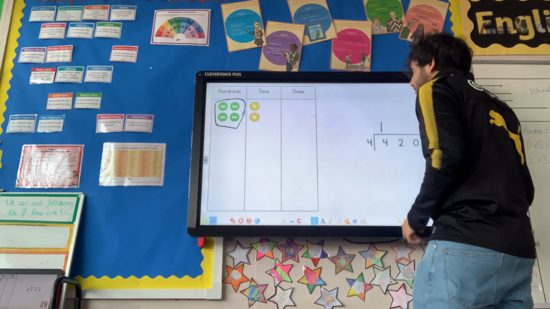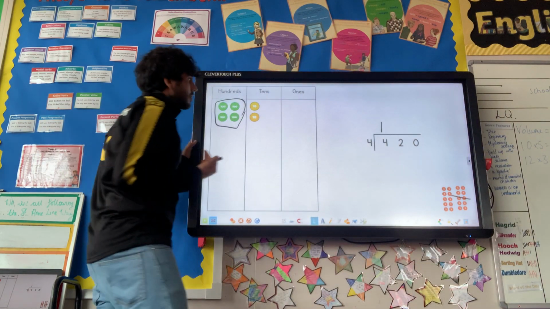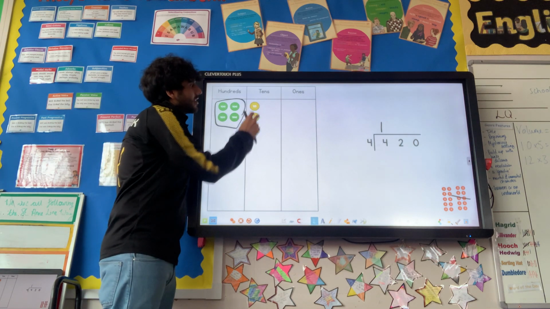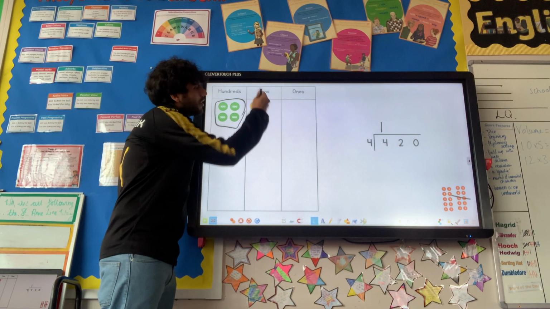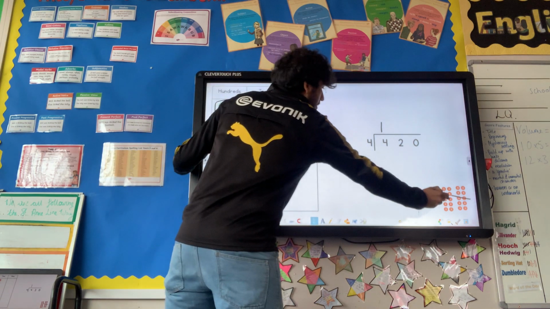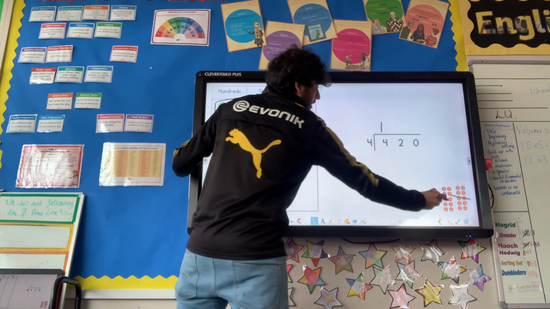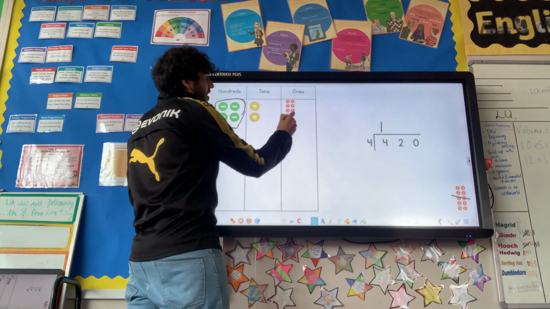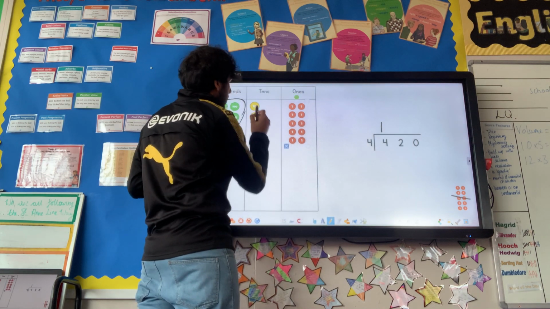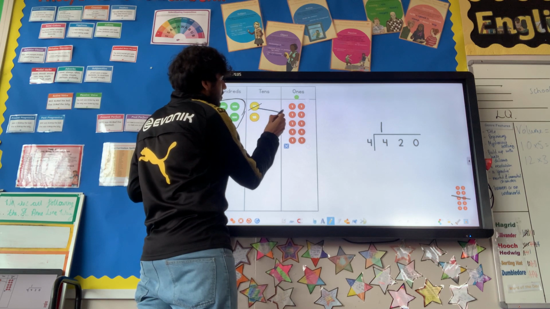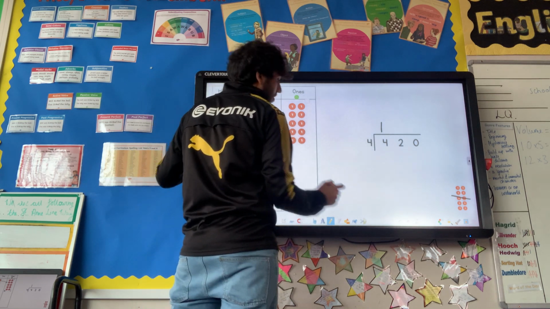What I'm going to do is, since I can't group the tens into groups of 4s, I'm going to regroup them into this column. I know that 1 ten counter is the same as 10 ones, isn't it? So that can be crossed out and we can move that there. Now I'm going to do the same for this one.